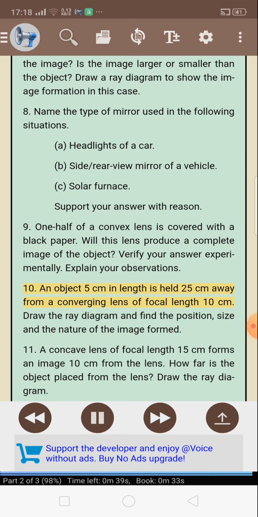10. An object 5 centimeters in length is held 25 centimeters away from a converging lens of focal length 10 centimeters. Draw the ray diagram and find the position, size, and the nature of the image formed. 11. A concave lens of focal length 15 centimeters forms an image 10 centimeters from the lens. How far is the object placed from the lens? Draw the ray diagram.